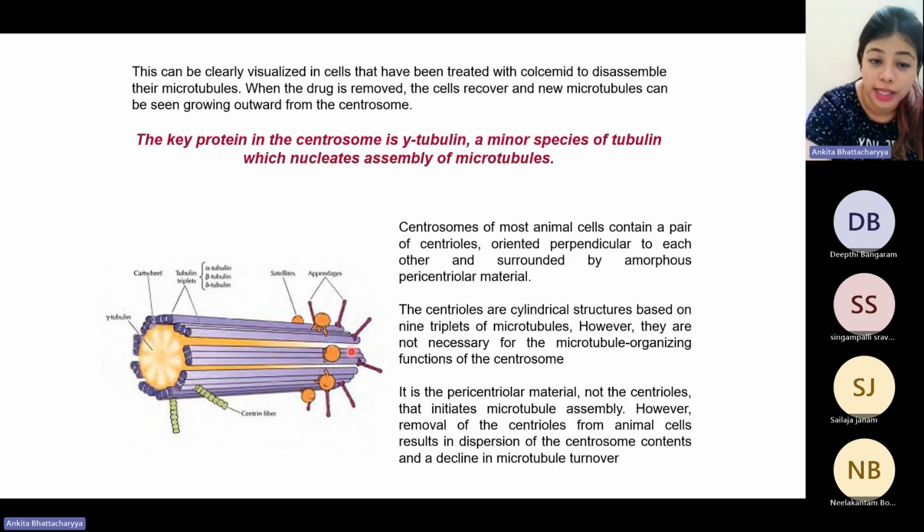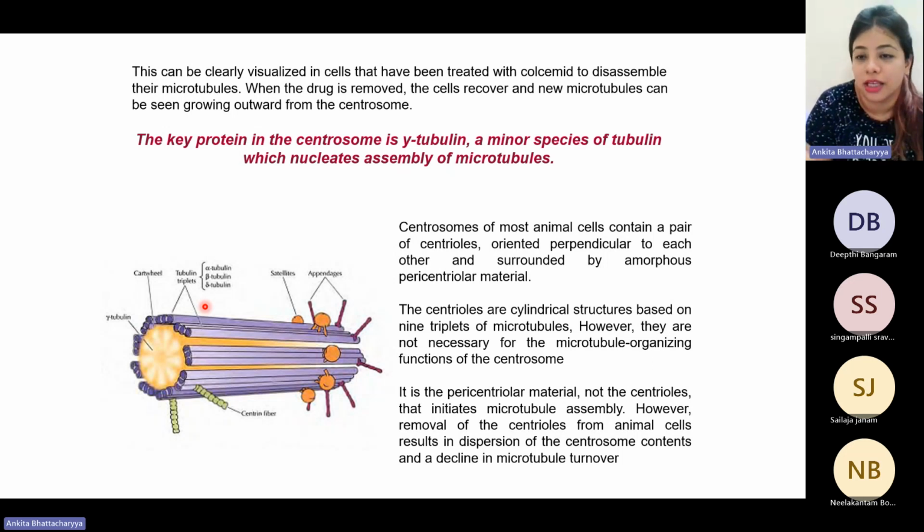Now, the individual centrioles, representation of which has been shown here, are also cylindrical structures. They also are made up of microtubules, but these are not necessary for the microtubule organizing functions of the centrosome. What is important is what is present inside, that is gamma tubulin. So towards the outside, what you're seeing are these panels of three microtubule units, the alpha, beta, and delta tubulin. And on the inside, if you think of it like, again, the analogy of pasta.